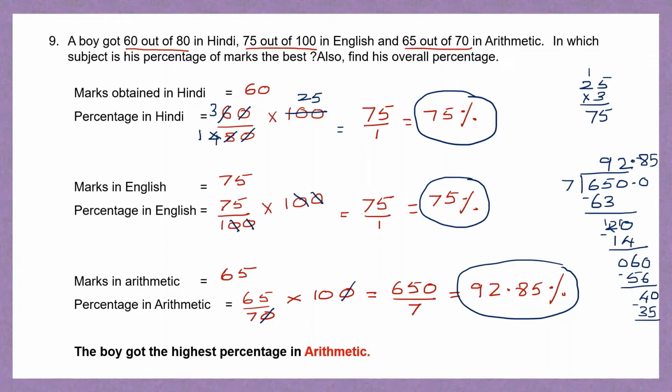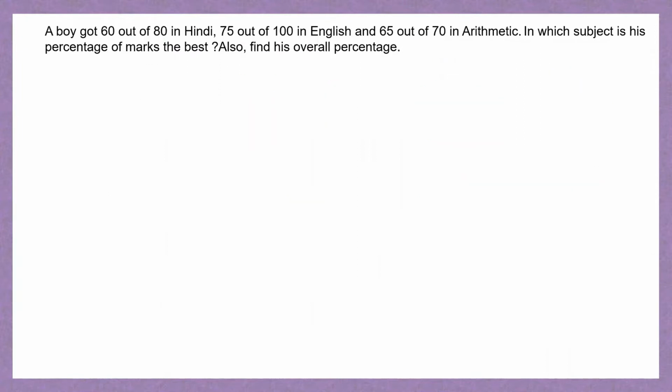Okay, now we have to find the other part of the question, his overall percentage. So I have the question again here. Let's find his overall percentage. Total marks of the 3 subjects he's got. That is how we need to find out total marks of the 3 subjects. So the first subject is Hindi, which is 80. Then English is 100. That means we need to add 100. And arithmetic is 70. So this is the total marks.